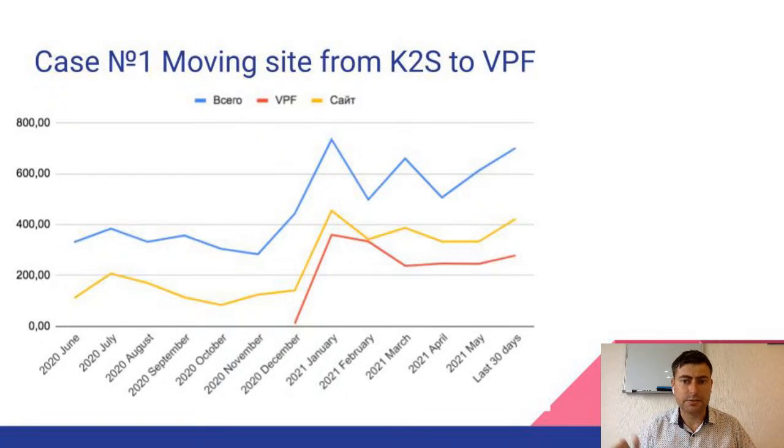So you see the blue line is the total income of the partner, the yellow line is the income of his website, and the red line is the income of his website using VPF. So as you see, he ran VPF in December 2020. I mean, he already had this website before, but it had been run on Keep2Share, and he switched all the links and all the settings to virtual private file host on test files.